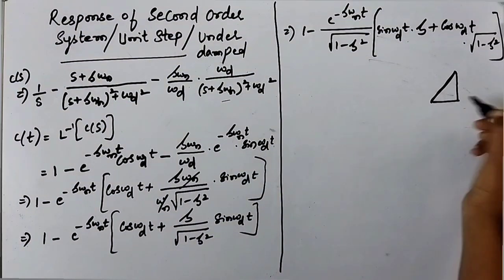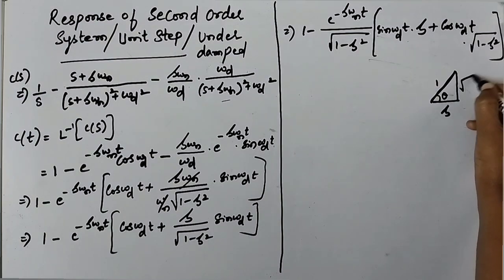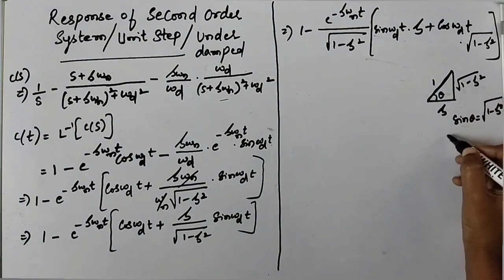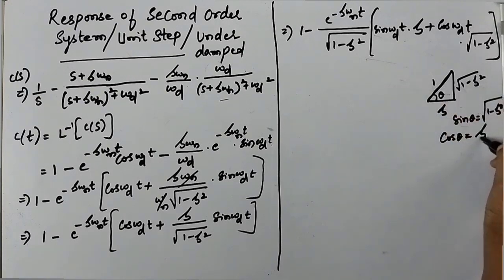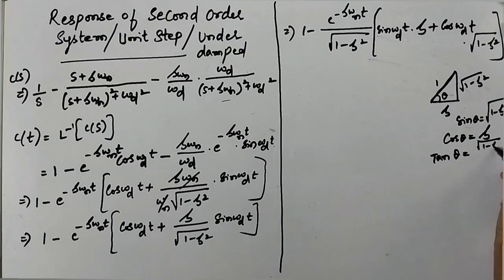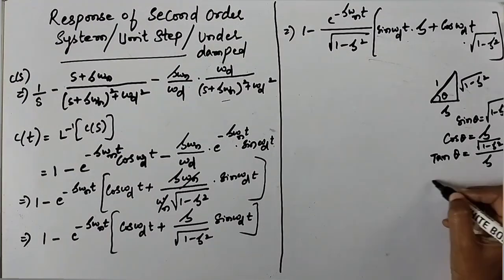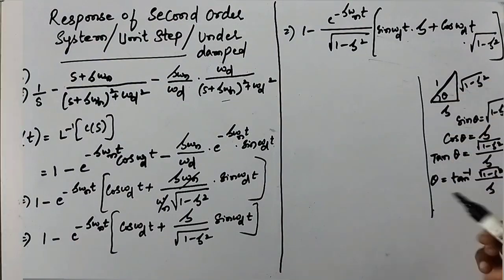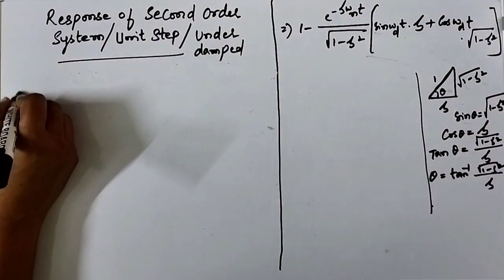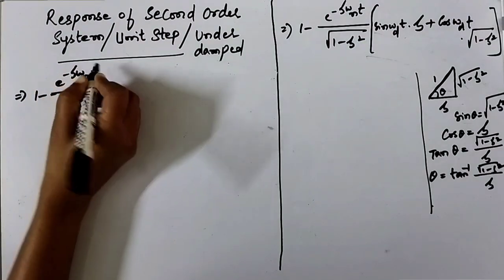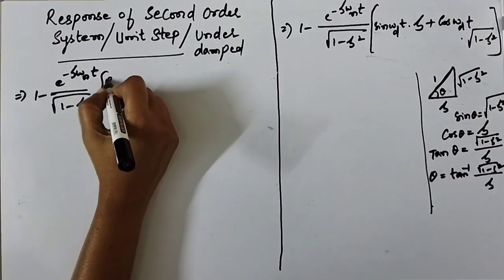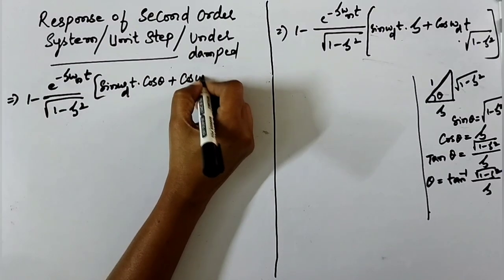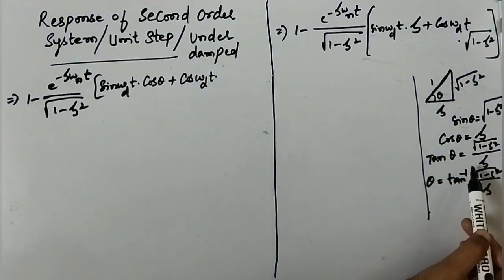For example, this is a right angle triangle, this is theta, say, and the side would be root over 1 minus zeta square. So obviously sine theta would be root over 1 minus zeta square, opposite by hypotenuse, and cos theta would be adjacent by hypotenuse, that would be zeta, and tan theta would be root over 1 minus zeta square by zeta, and theta would be tan inverse of root over 1 minus zeta square by zeta. Okay, with this data you can write this expression as 1 minus e power minus zeta omega n into t by root over 1 minus zeta square into sine omega d t. Zeta is nothing but cos theta here, so cos theta plus cos omega d into t, where root over 1 minus zeta square is nothing but sine theta.